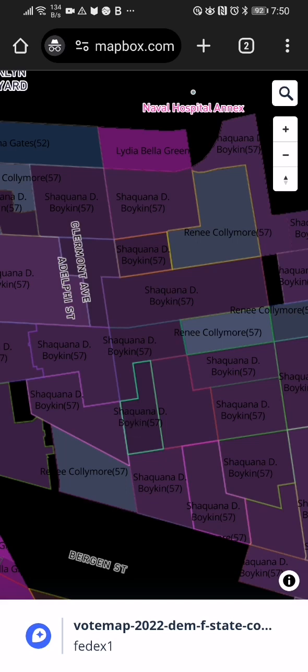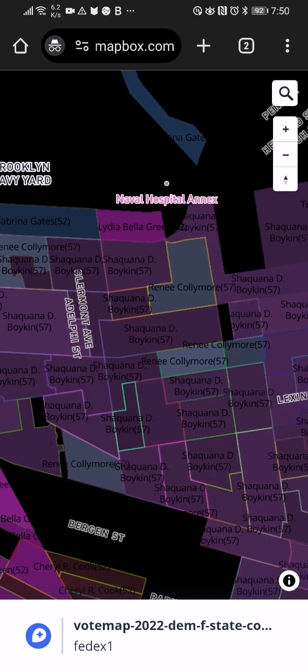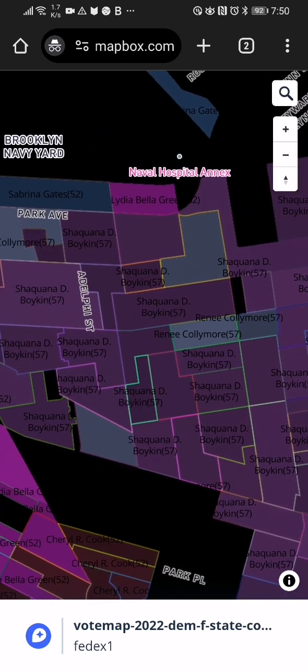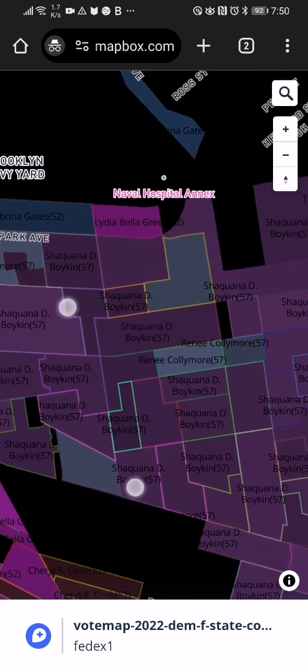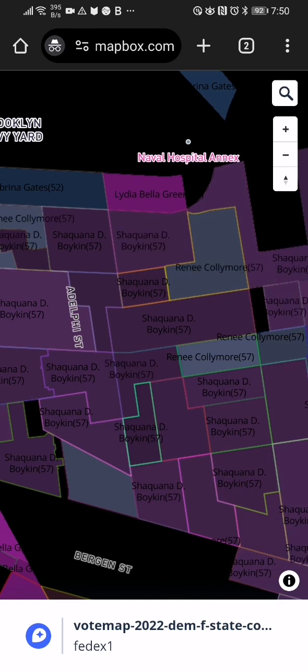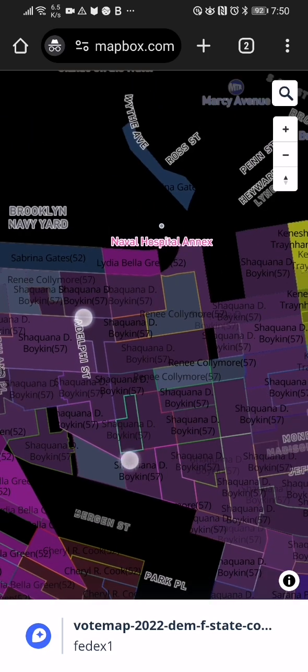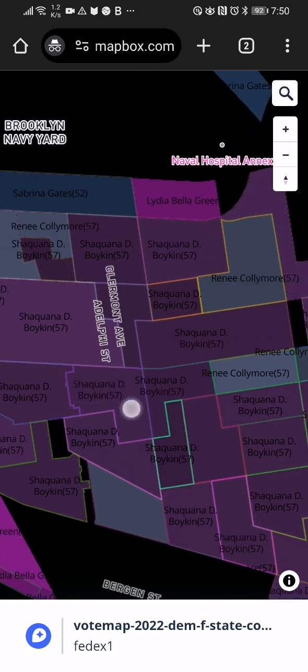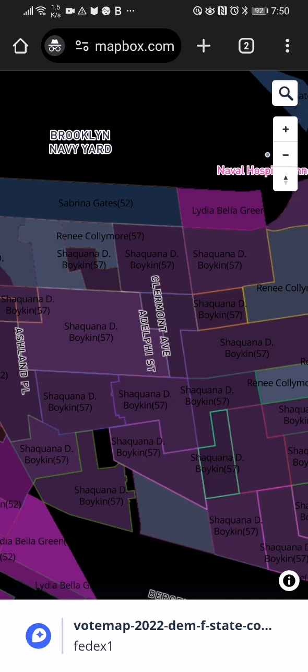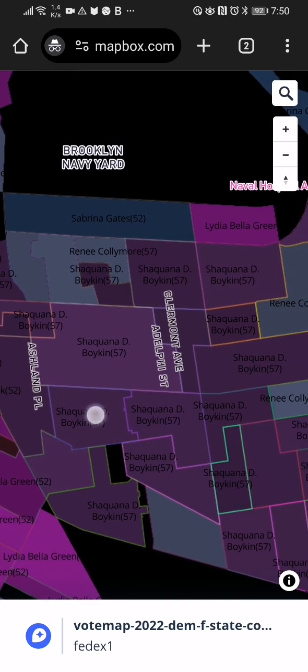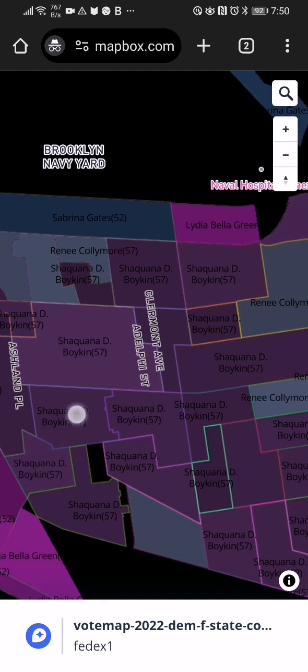Now we could show the votes too, but there's only so much you can show. And the color means that candidate got the plurality or the highest vote count for that assembly district, election district. This is so confusing, I apologize. But this is definitely 57, assembly district, yes. And you could see this Shawana Boykin won a lot.